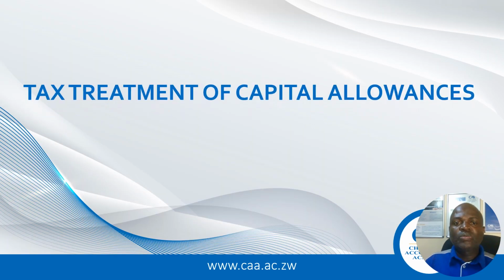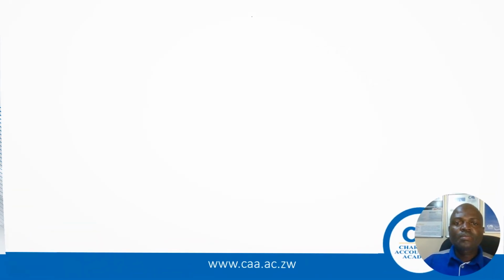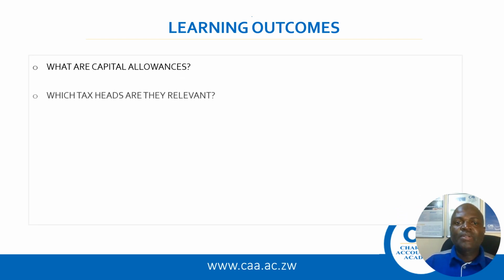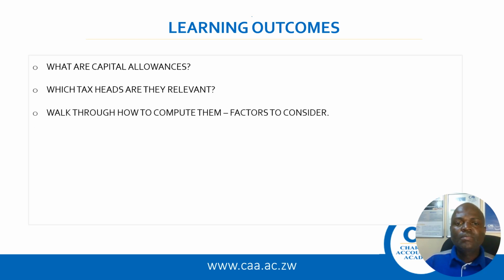Today, I would like to take you specifically through tax treatment of capital allowances in our Income Tax Act in Zimbabwe. So our learning outcomes are, what are they? These capital allowances. Which tax heads are relevant? Are they relevant in VAT, in CGT, or in income tax? Would like to do a walkthrough on how to compute them and the key factors to consider.